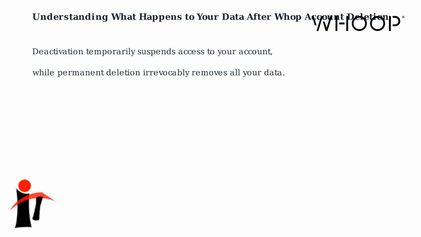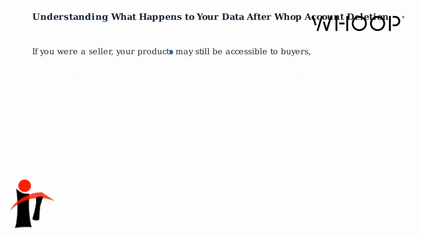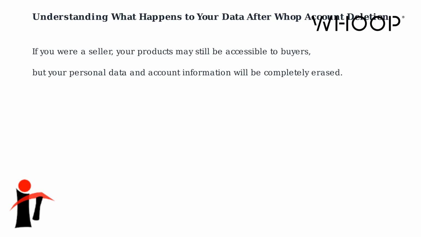Deactivation only temporarily suspends access to your account, while permanent deletion irrevocably removes all your data. After permanent deletion, any attempts to access your account will fail, and Whop support will be unable to restore your data. Be aware that if you were a seller, your products may still be accessible to buyers, but your personal data and account information will be completely erased.